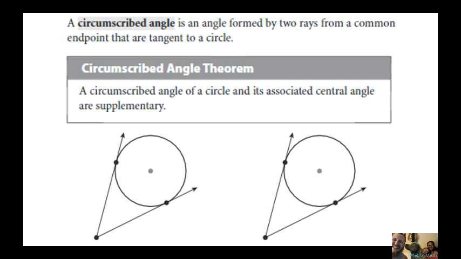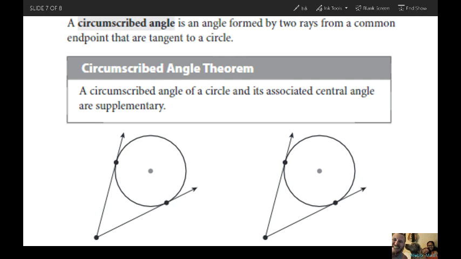All right, a circumscribed angle is an angle formed by two rays from a common endpoint that are tangent to a circle. So basically, a circumscribed angle, for example, would be right here. This angle is created by two rays, see how they're shooting out, that are both tangents. They just cross that outer circle once. So with this, we can actually apply the circumscribed angle theorem, and it's associated to the central angle, and they're supplementary.